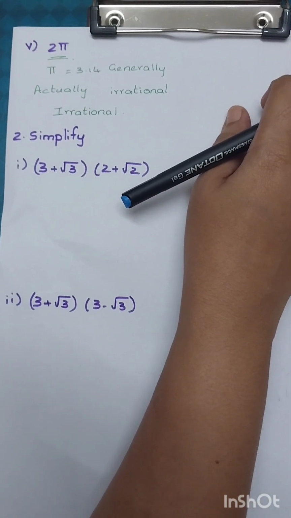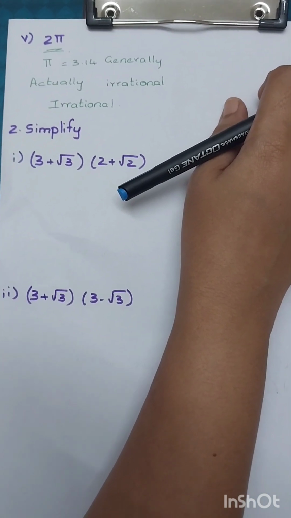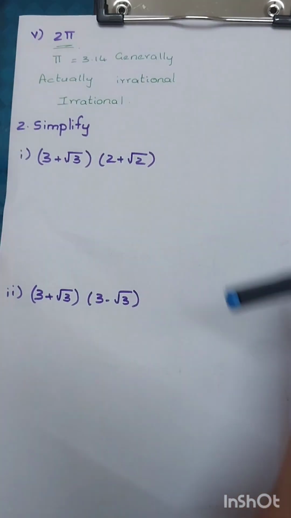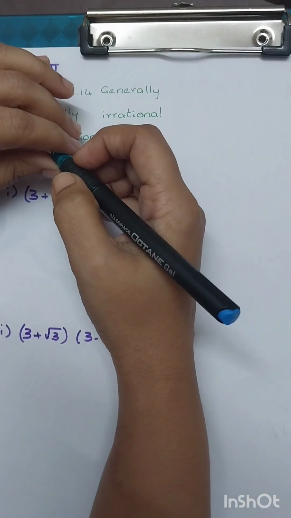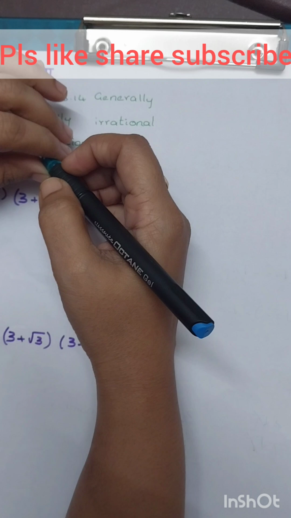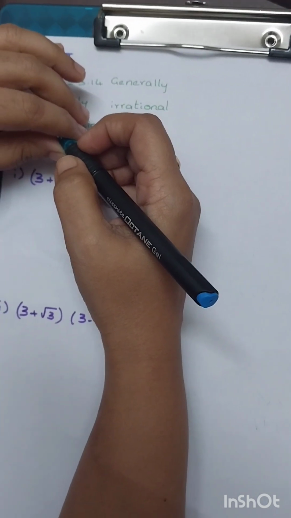Today we are going to solve the rest of the problems in exercise 1.4 of rational numbers. So let's start it. Already I have given the identities in my last video, for which you can check the description box so that you can go through the link given in that.